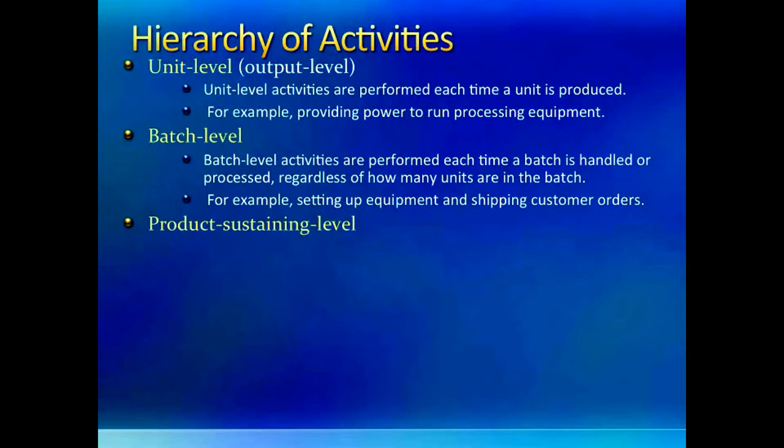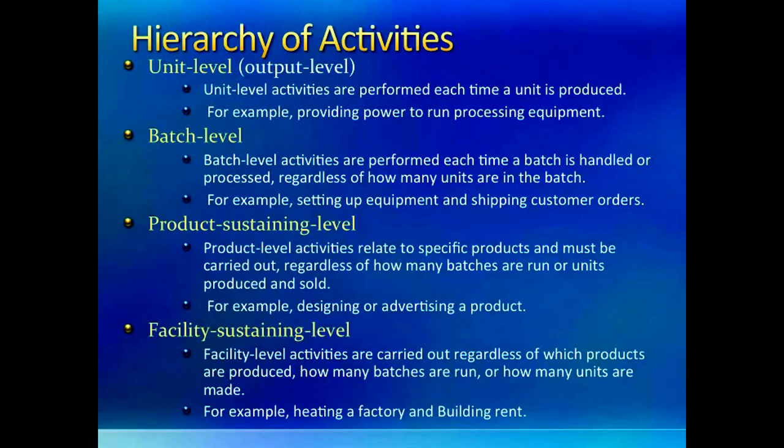Product-level activities are costs related to specific products. For example, cost of designing or advertising a product are product-level activities. These activities might use hours of design time as a cost driver. Finally, facility-level activities are carried out for the company as a whole, regardless of how many units are made, how many products are made, how many batches are made. For example, heating the whole factory or salary of the CEO are facility-level activities. This discussion of different types and levels of activities is useful in picking the best cost driver for each activity pool.